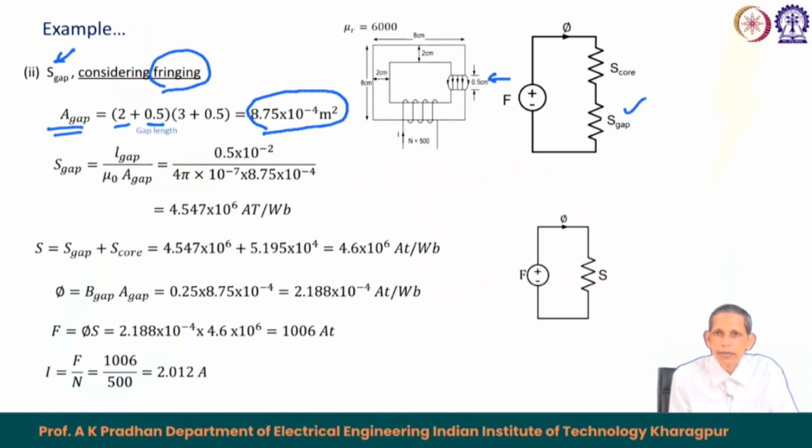So, in this case fringing is to be considered. One way of considering the fringing is this way. Now, based on using this corresponding L, mu and A, we find the corresponding reluctance of this gap part to be 4.547 into 10 to the power 6 ampere turn per Weber. So, the total reluctance of this arrangement becomes S equals S gap plus S core, and we add these two and get the corresponding value to be 4.6 into 10 to the power 6 ampere turn per Weber.